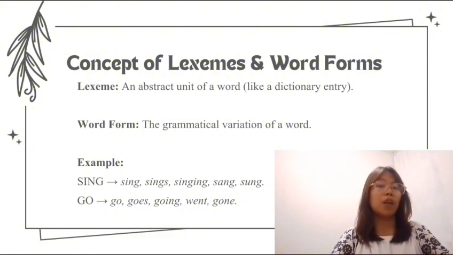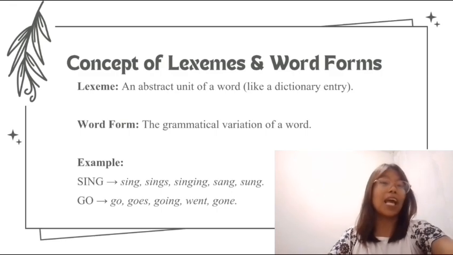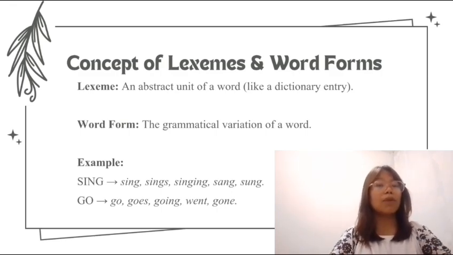Definition of word form. A word form is the actual form of a word used in a sentence. Word forms change because of grammatical reasons such as tense: past, present, future; number: singular or plural; person: first, second, third; aspect: ongoing or complete action; and degree of comparison for adjectives. The changes are called inflection. Even though the form changes, the basic meaning remains the same because the forms belong to the same lexeme.